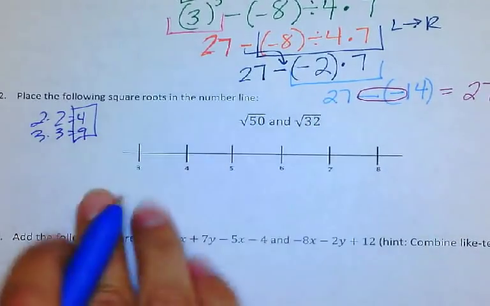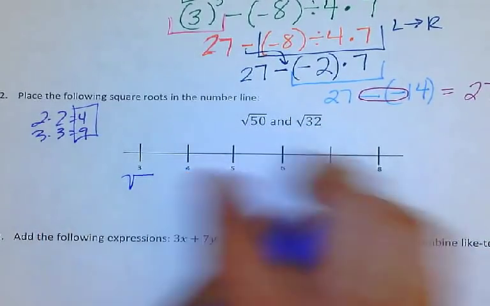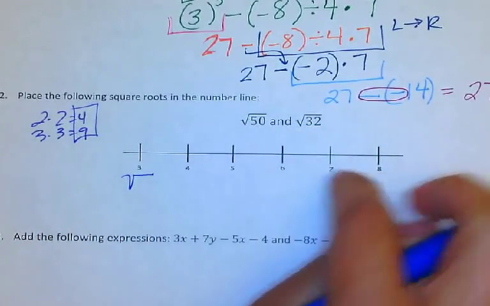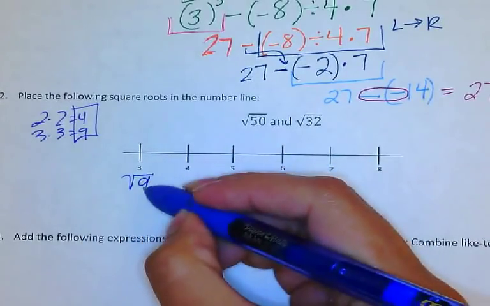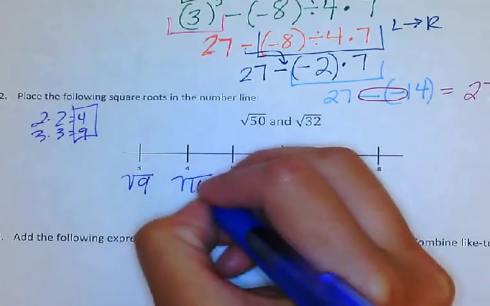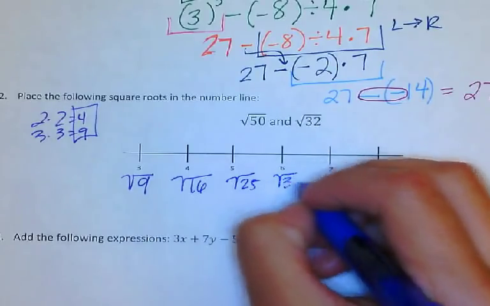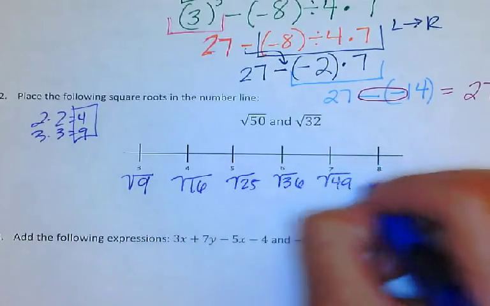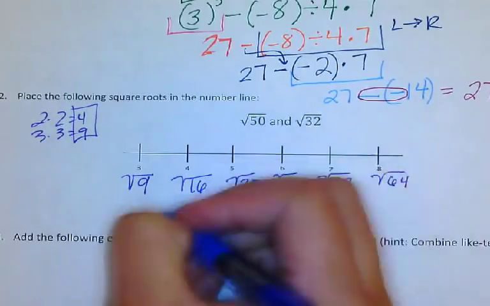So over here you can also change the numbers to square roots of perfect squares. In other words, here would be square root of 9 because 3 times 3 is 9 and the square root of 9 is 3. This would be 16 because the square root of 16 is 4, etc. So you can also change these on the bottom to those perfect squares, and then it's easier to know.